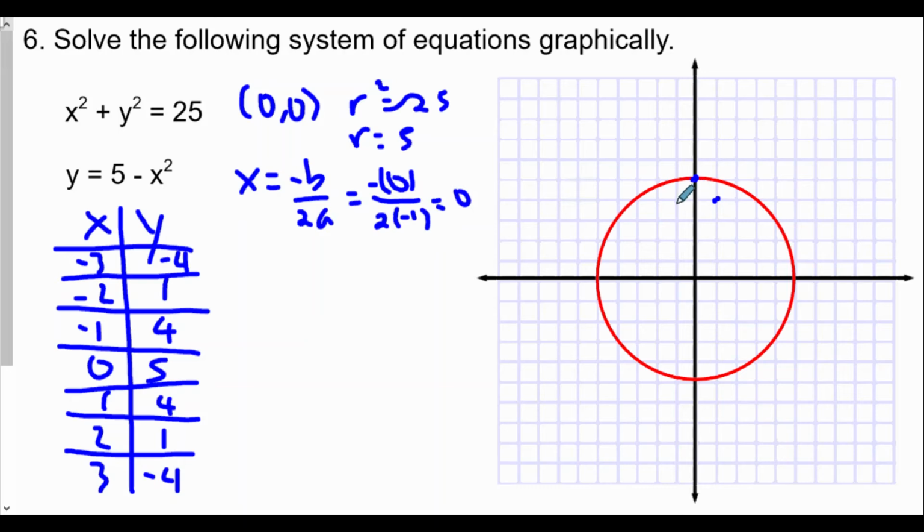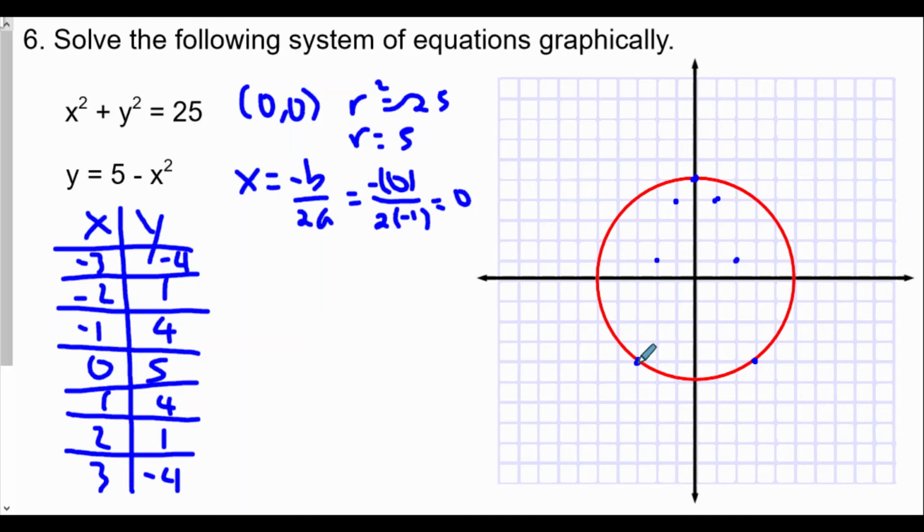X equals negative 1, y equals 4. X equals 2, y equals 1. X equals negative 2, y equals negative 1. X equals 3, y equals negative 4, and this is the other point of intersection. And when x equals negative 3, y equals negative 4.